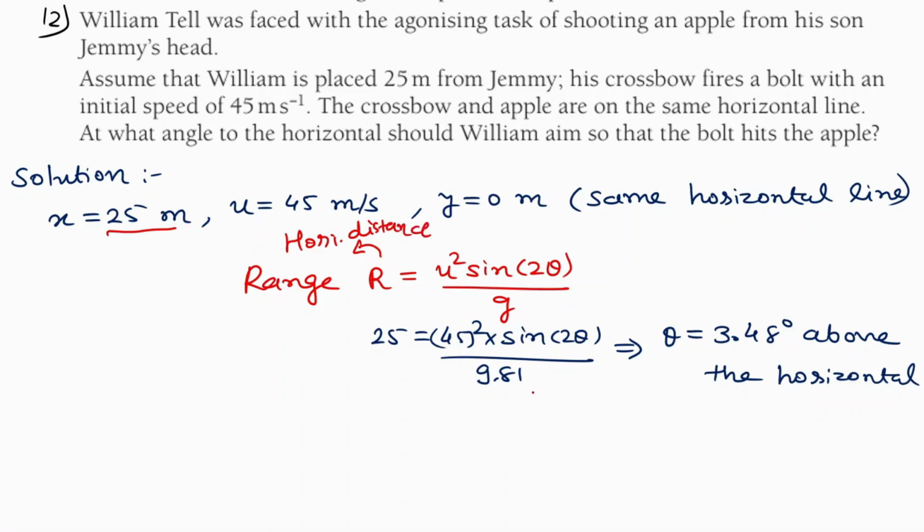So put the values and you will get the answer in degrees, 3.48 degrees above the horizontal. If I draw the trajectory here, this angle theta is above the horizontal axis. Let's suppose this is x, this is y. This is question number 12.